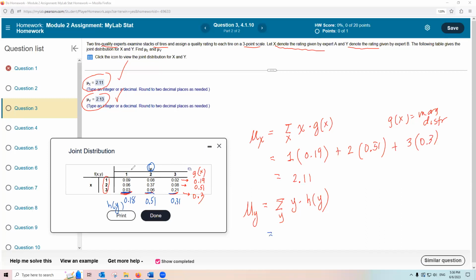All right, so now Y is 1. So I'm going to take this Y value of 1 times its column total of 0.18. And I'm coming here to the Y value of 2. Its column total is 0.51. And finally, Y is 3. Its column total is 0.31. And if I work this out on my calculator, I get 2.13. So that is the mean for Y. Okay, so in this joint distribution table they gave me, I had to calculate the row totals, and I also had to calculate the column totals. All right, so that's that example.